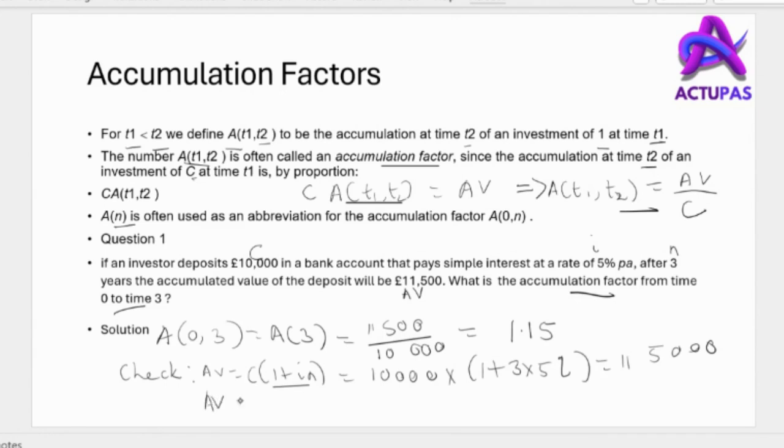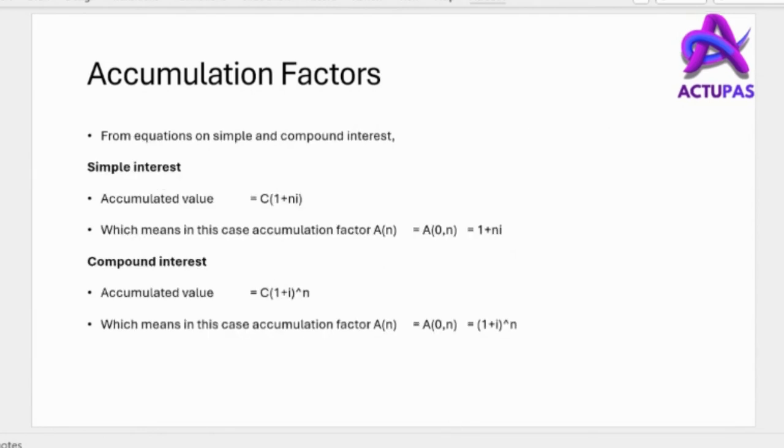as AV is equal to C times A(N), like this. So 1 plus NI is equal to A(N). And from the equations on simple and compound interest, we know that the accumulated value is C times 1 plus NI for simple interest, which means that the accumulation factor A(0 to N) is 1 plus NI. That's the accumulation factor. And for compound interest, the formula is C times 1 plus I to the power N, which means the accumulation factor is 1 plus I to the power of N.